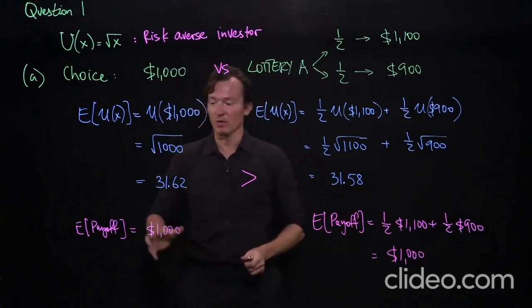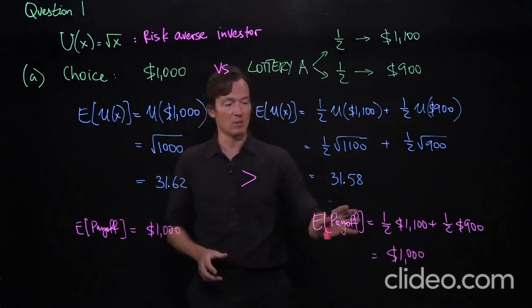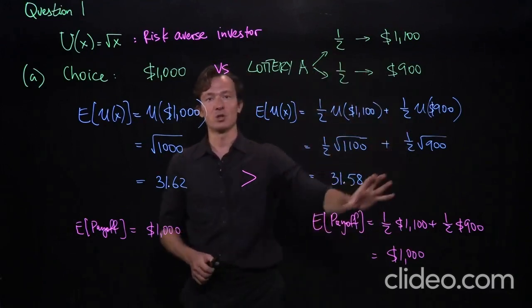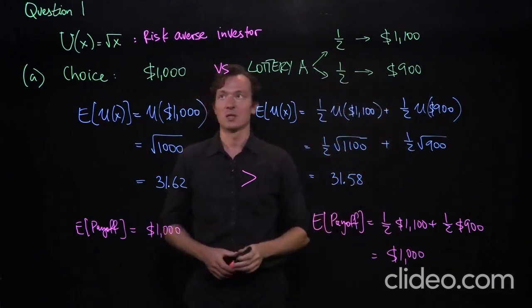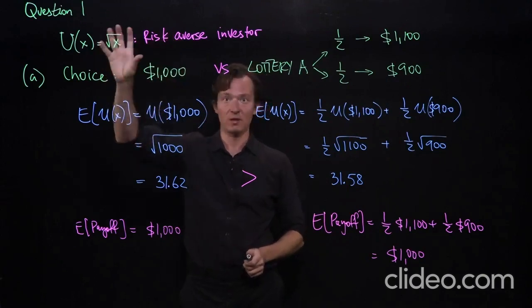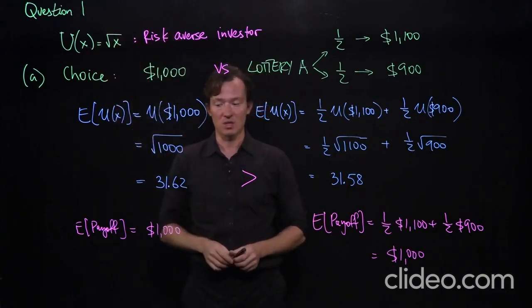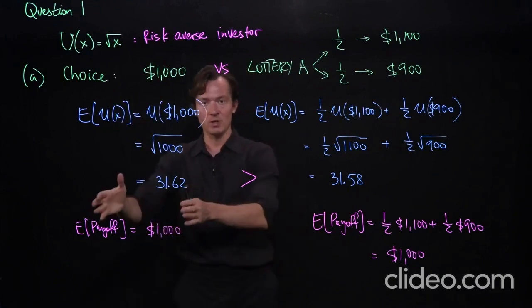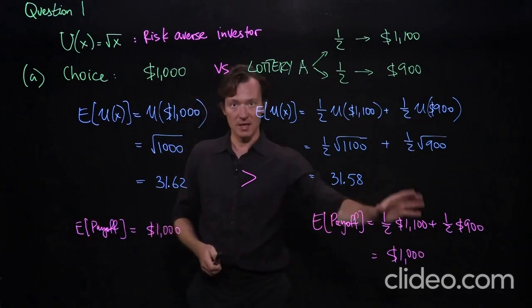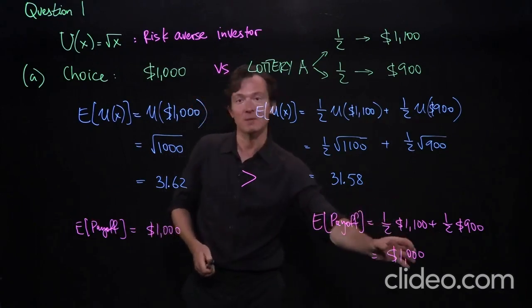So the expected payoff of the first option is exactly the same as the expected payoff of the second option, but there is more uncertainty in the second option. And since we're dealing with a risk-averse investor who has a concave utility function, this investor goes for a certain outcome over a less certain outcome with the same expected payoff.